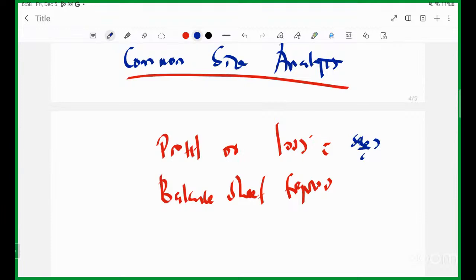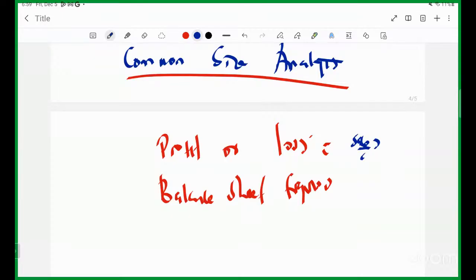When it comes to the balance sheet, everything is going to be out of total assets. You still analyze everything out of total what? Total assets. You just compare the trend. If it has increased, if it has reduced, and comment about it.